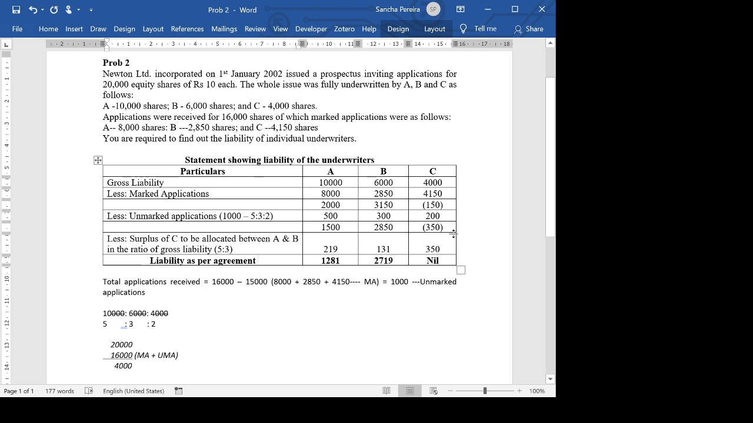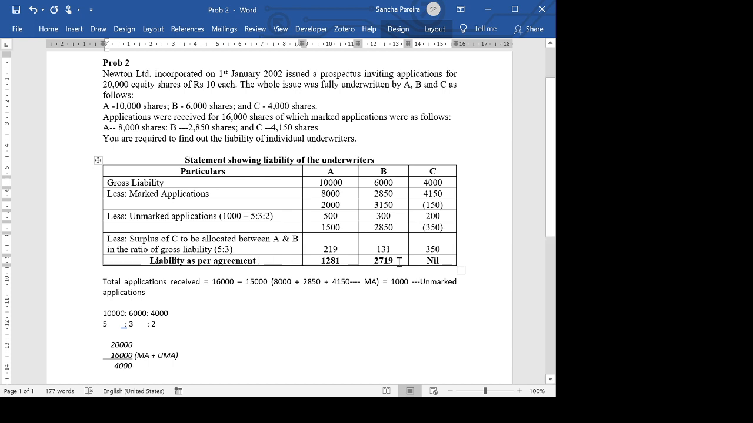Now remember one thing, whenever you get a surplus like this, don't allocate the surplus immediately. Wait to minus everything, and then towards the end only you allocate the surplus. That means you minus your mark, minus the unmarked, and then only allocate the surplus. That's why I didn't allocate the surplus here. You minus everything and then you allocate the surplus.